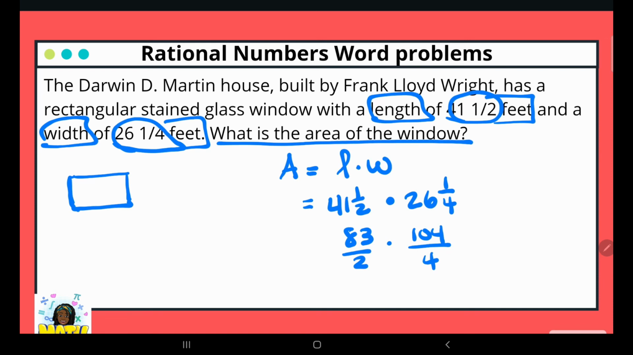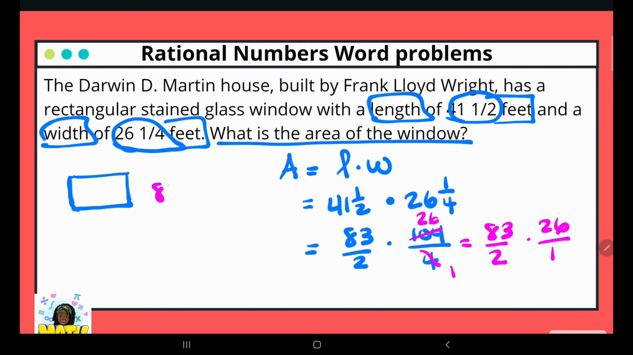Now, before we multiply, we can actually see if there's anything we can simplify. So if I look at 104 over 4, I see that that fraction can be simplified because 4 goes into itself once and 4 goes into 104 26 times. So I can actually rewrite that fraction as 26 over 1. My numbers are a little bit smaller. So I have 83 over 2 times 26 over 1. And now I can go ahead and multiply.